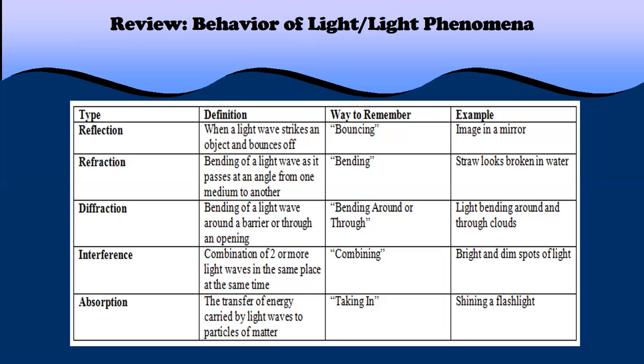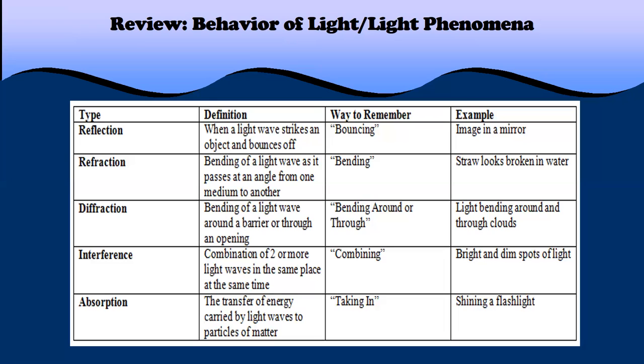The next was interference. Now, interference, we can remember that word as combining. We take different wavelengths of light and we combine them. The way we can remember this is, think about when you're shining a flashlight and you see bright and dim spots of light. Around the outer edge of the light, it looks dim, and right in the center, it's bright. That's because the interference of the light waves causes one area to be bright, one area to be dim.